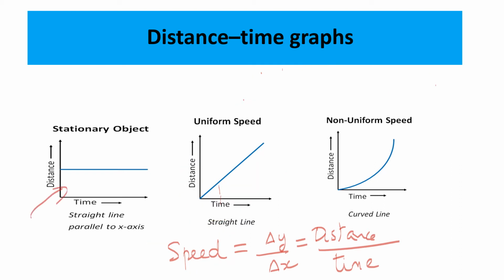Here delta y is equal to 0, therefore the distance delta y is equal to 0 means speed is equal to 0. That is, when the graph is a straight line parallel to the time axis, the slope is equal to 0 or speed is equal to 0. The slope or the gradient gives you the speed in distance time graphs.